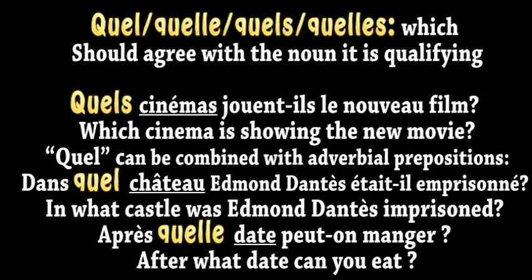And then you have the quel, quel, quel, and quel. Masculine quel, feminine quelle. Masculine plural quels, feminine plural quelles. And those we saw in the last class, so I'm not going to go over them. But those are the four quels that ask a question. Which? Quel cinéma joue-t-il le nouveau film? Which cinema plays the new movie? So quel would be Q-U-E-L-S because we're talking about many cinemas and cinema is a masculine word. So many masculine words, masculine plural. So quel becomes masculine plural as well.